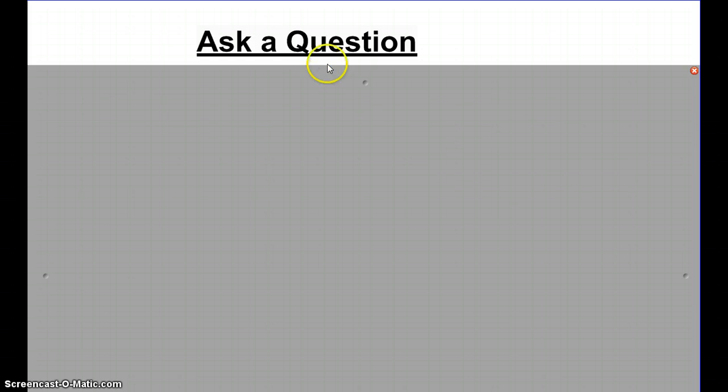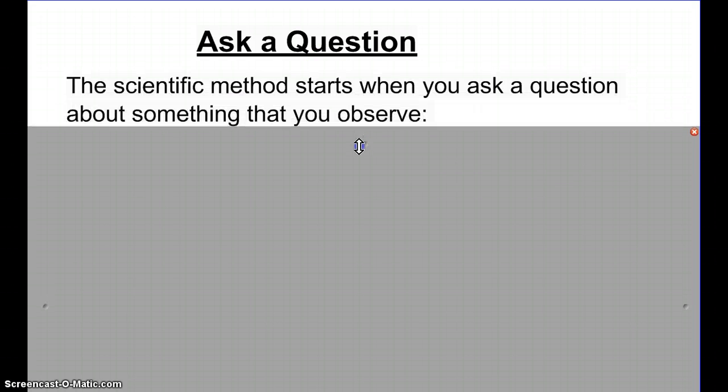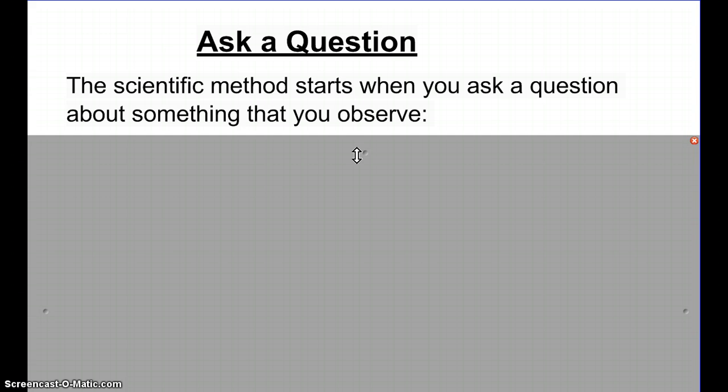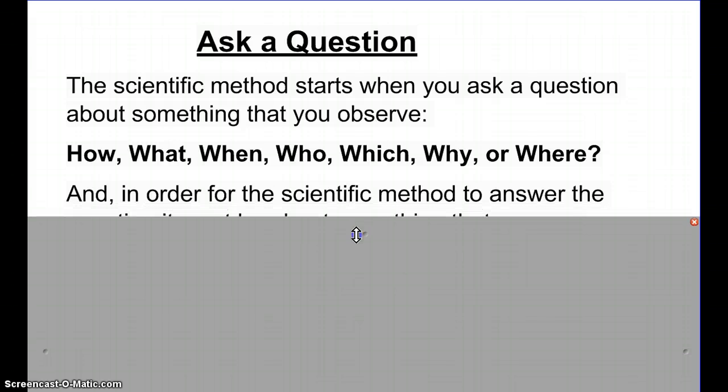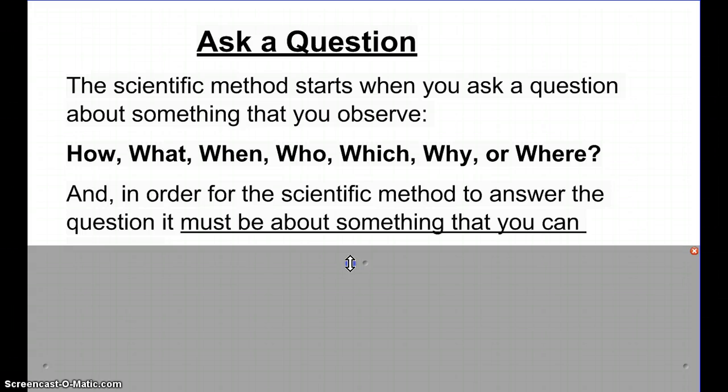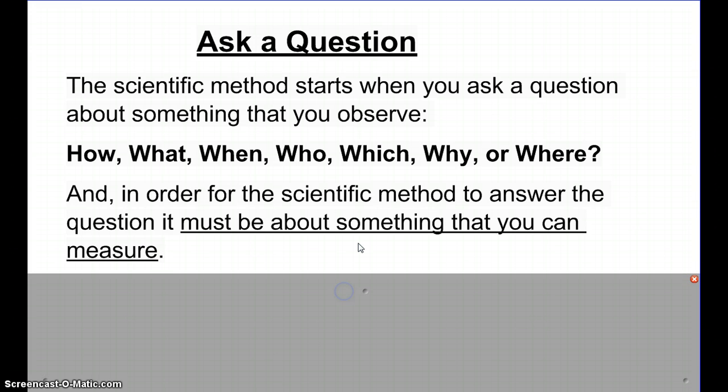So first, you ask a question. The scientific method starts when you ask a question about something that you observe, and it goes along the lines of how, what, when, who, which, why, or where. And in order for the scientific method to answer the question, it must be about something that you can measure. It's really important to know that it must be about something that you can measure, whether it be numbers or some sort of physical change or something along those lines. It must be measurable.